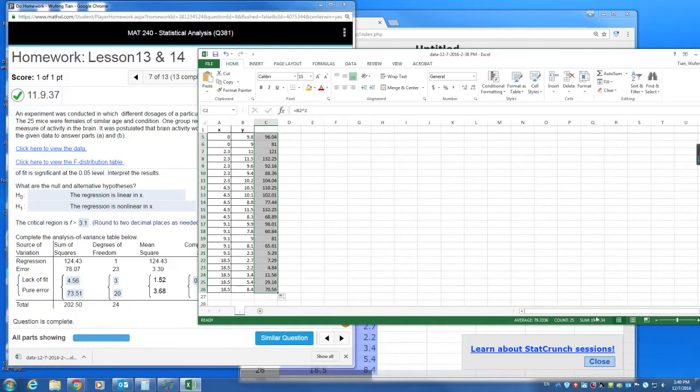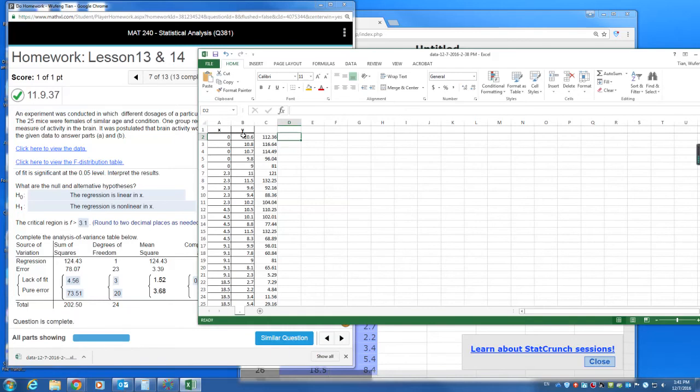You got 19. You can look at the summation of that, which is 1983.34. Okay, just make sure I got it right. Alright, I just do the sum of that. 1983.34. Okay, we got this one right. I put the sum here, the sum of all y squared.